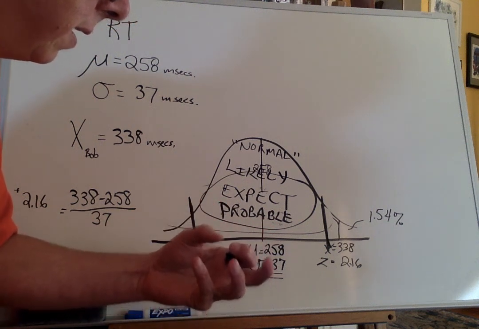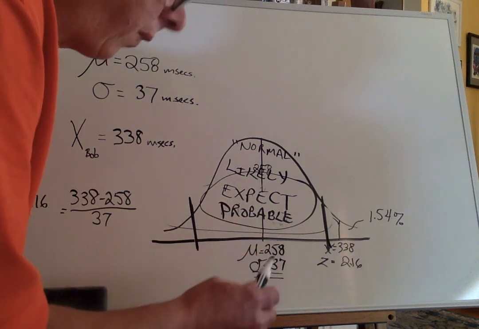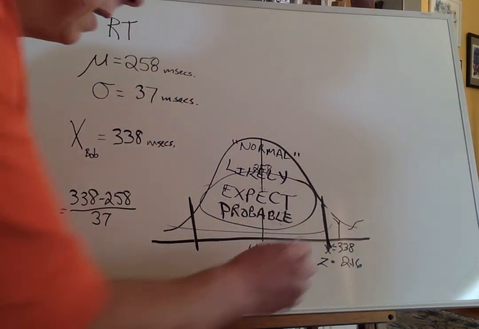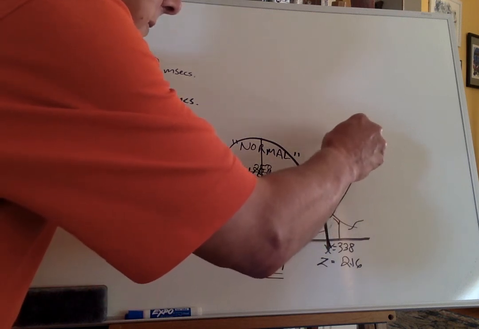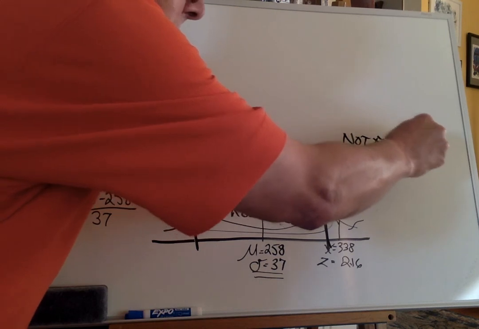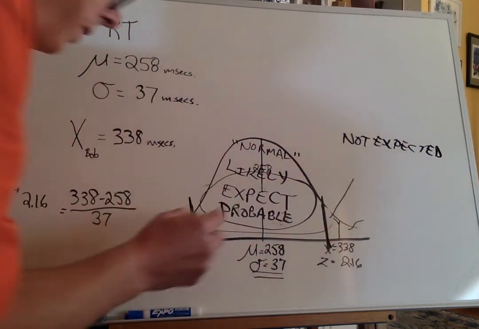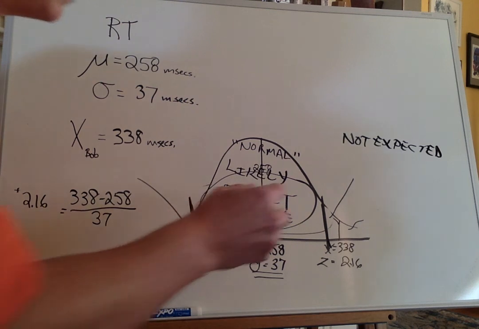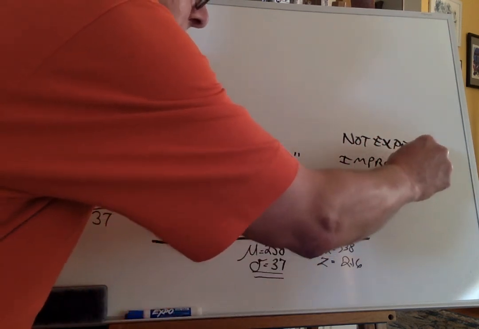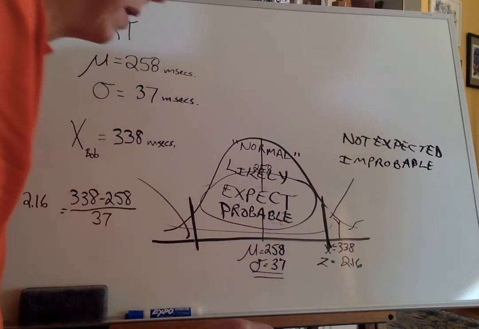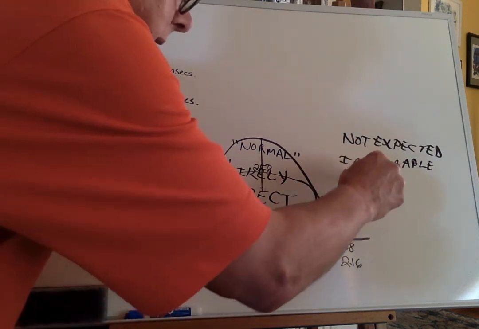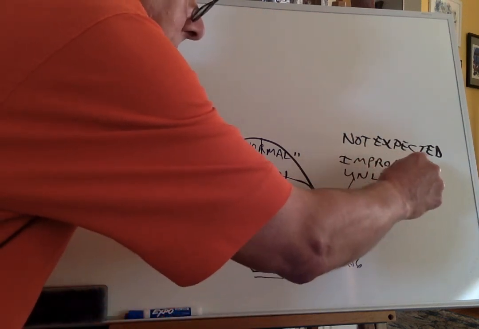So, at what point? There's a point. At some point, we're going to say, this is in the area that is not expected, right? And by the way, down here too, this is not expected. This is an improbable outcome for somebody who's normal. This is unlikely. We're unlikely to see this from Mary, right?